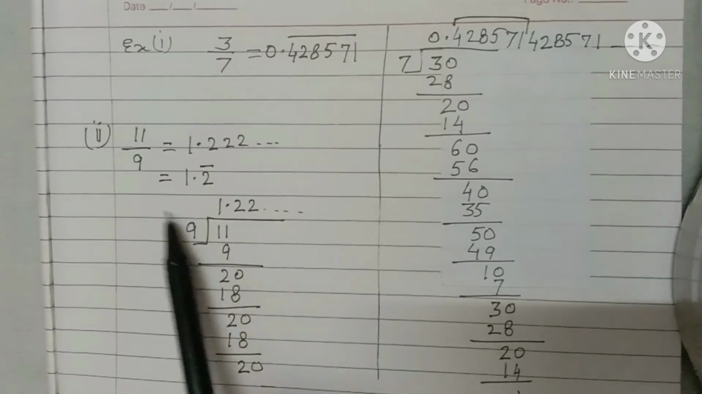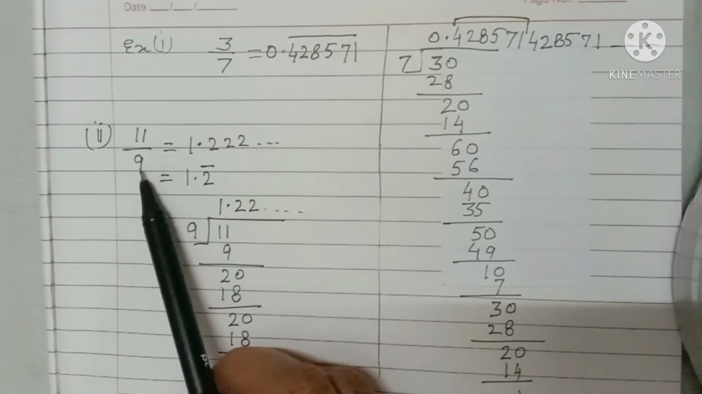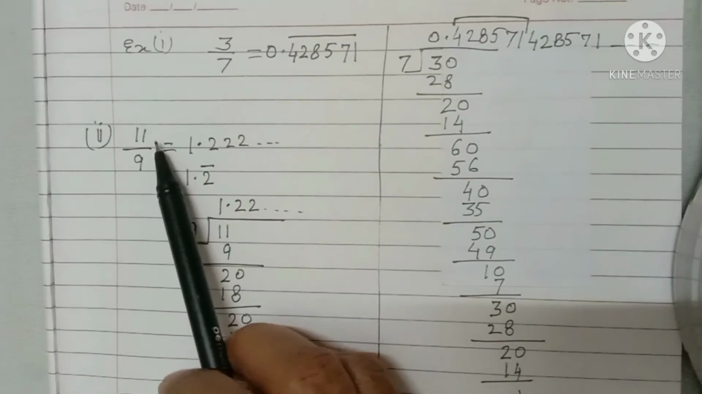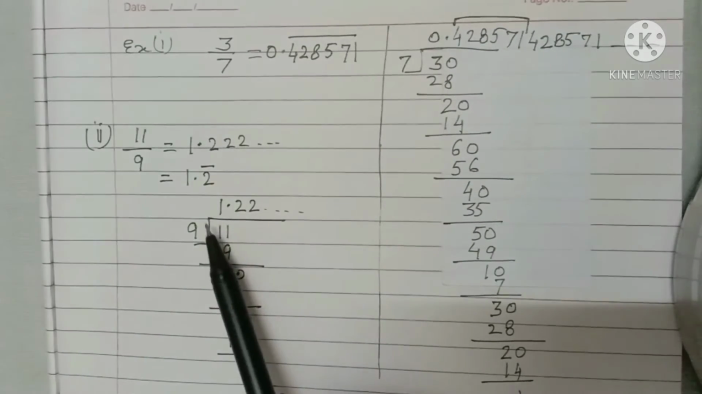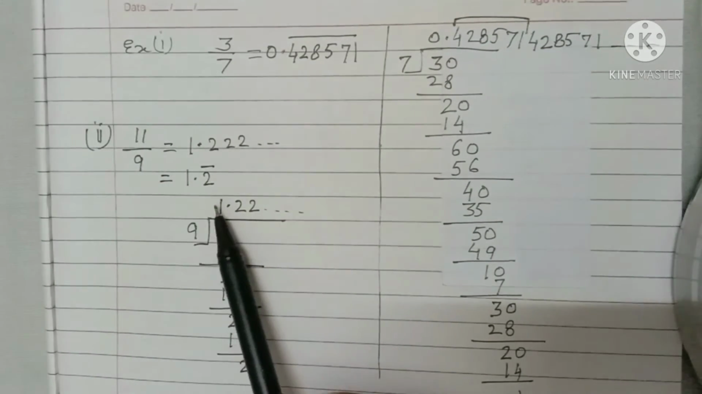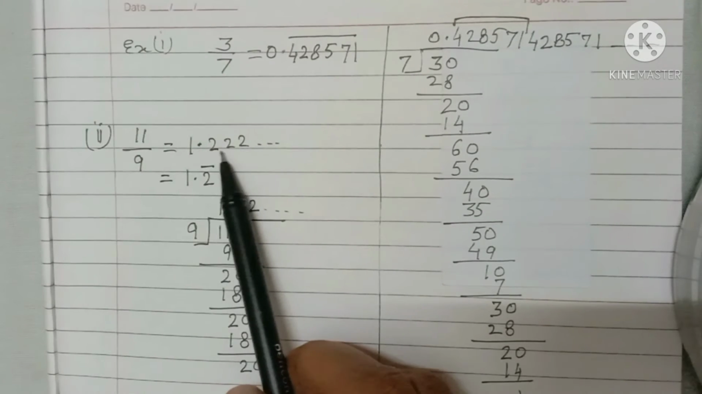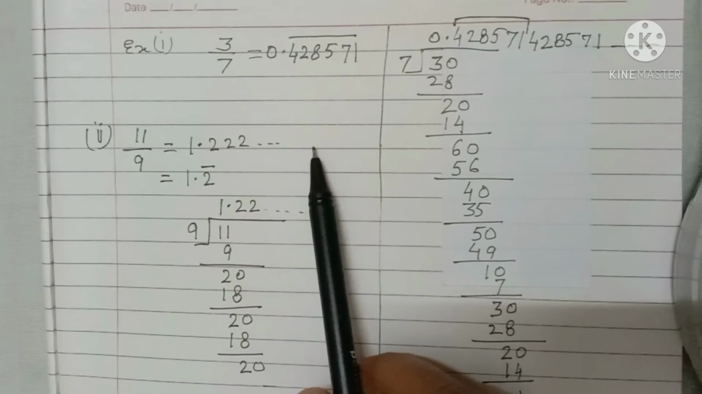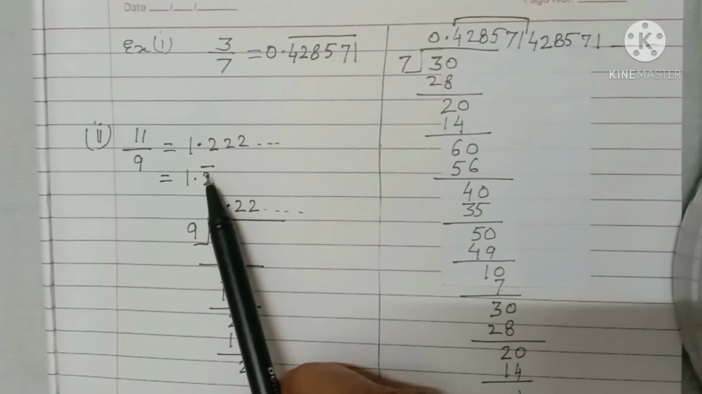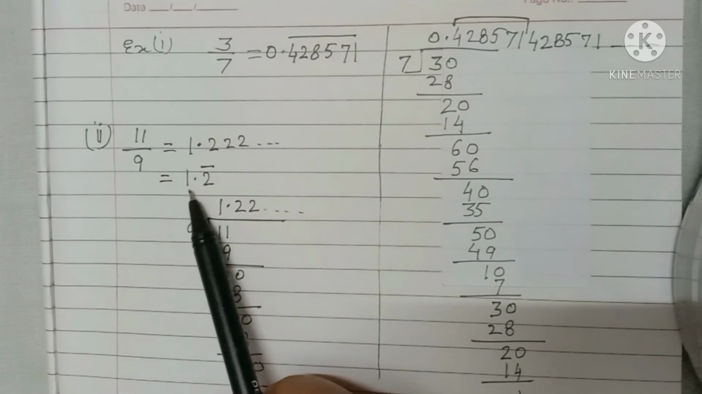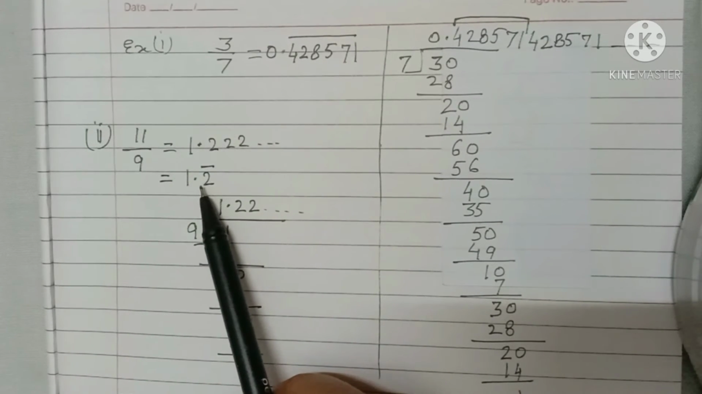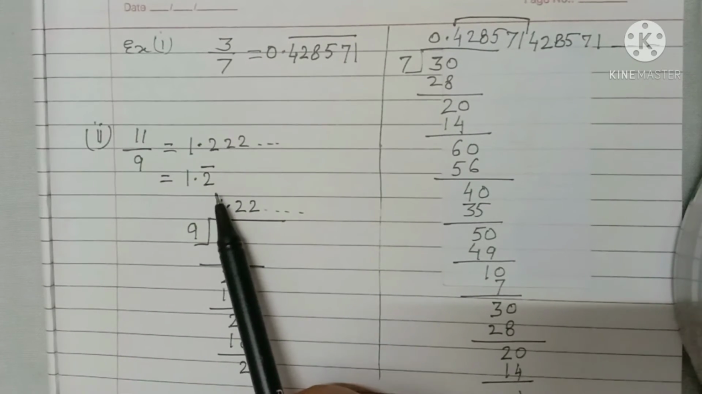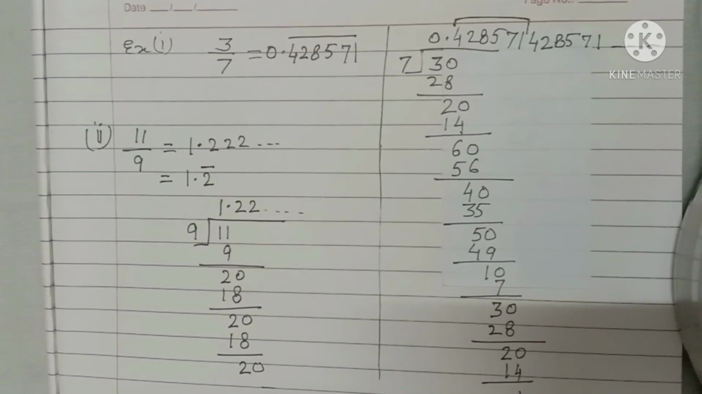This is another example of a repeating or recurring decimal, 11 upon 9. When we divide 11 by 9, we will get 1.2222. It means the digit 2 is repeating, so we put a bar on 2. So this is the form we write for terminating and repeating decimals.